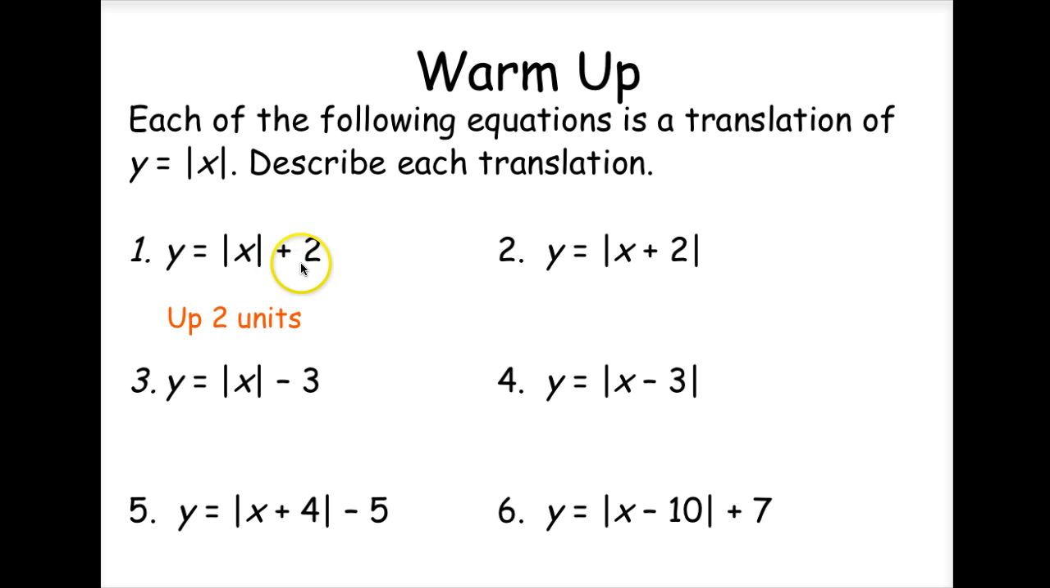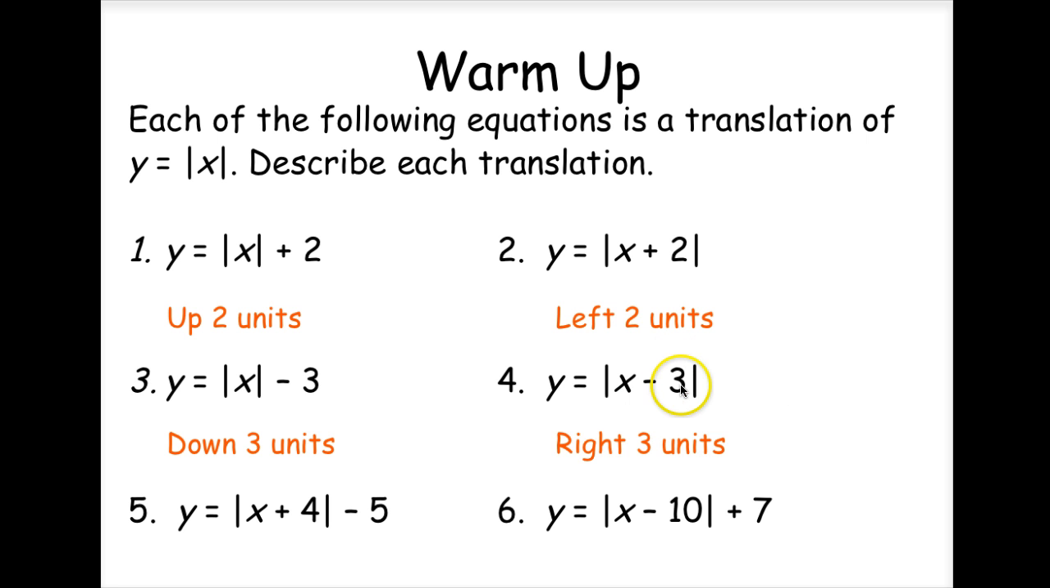Of course, this one's up 2 units. This one's inside grouping symbols, so it's left 2 units. Outside grouping, so down 3 units. Inside, so it's right 3. This one's a little more complicated. It's down 5, left 4. And this one's up 7, right 10.